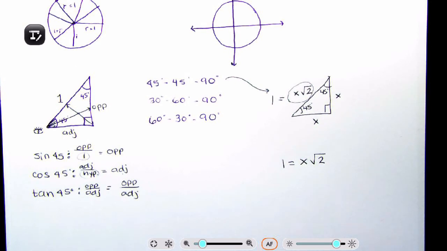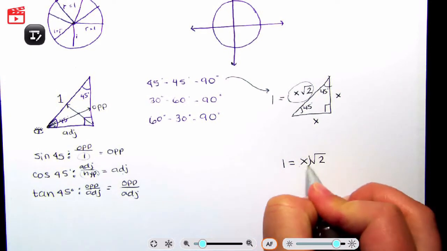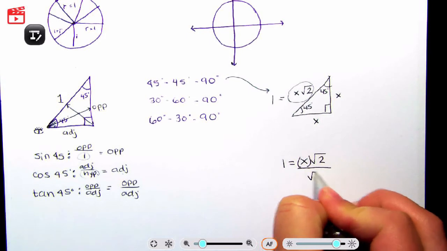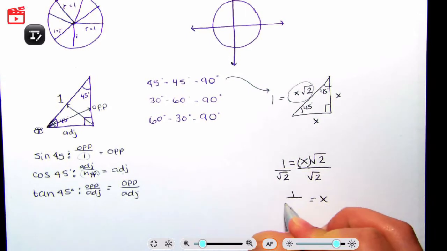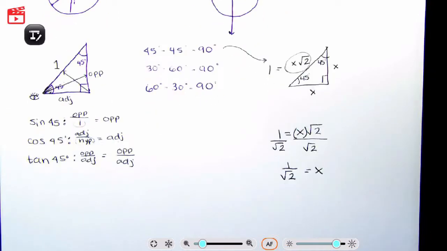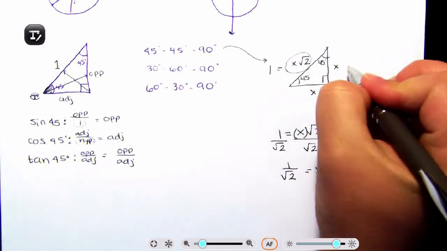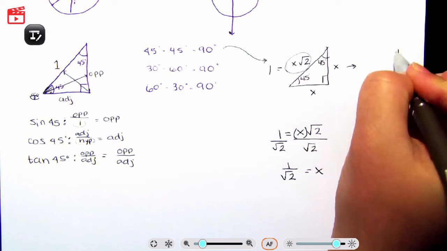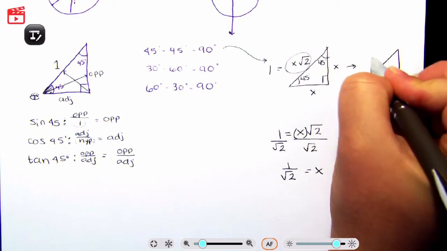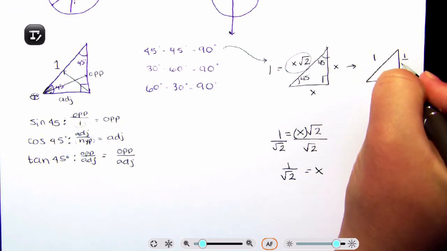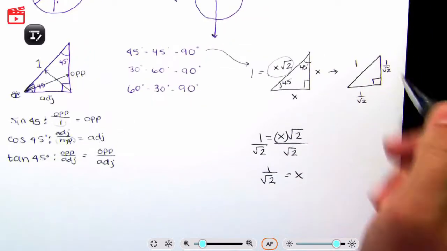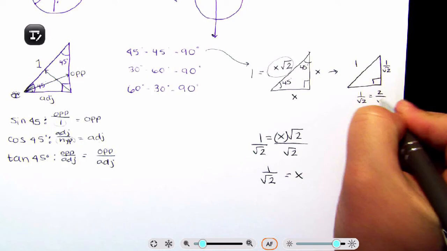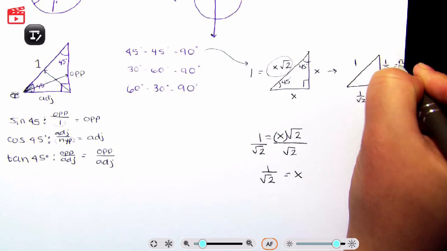So how do I make this equal 1? Here's multiplication, so I'm going to divide by root 2. That means x is equal to 1 over root 2. So for my 45, 45, 90 triangle, my x value is 1 over root 2, 1 over root 2. But that's weird, right? We don't like that. So this is actually root 2 over 2, and this is root 2 over 2.